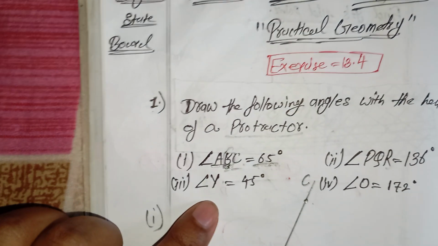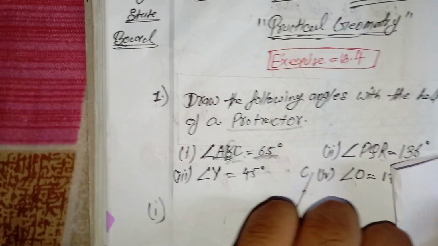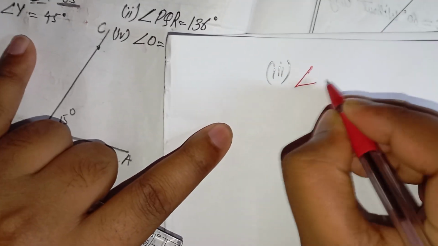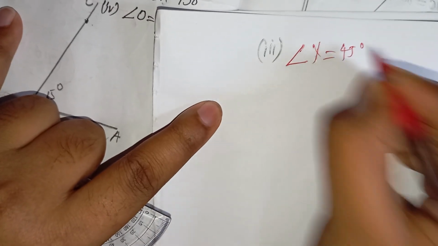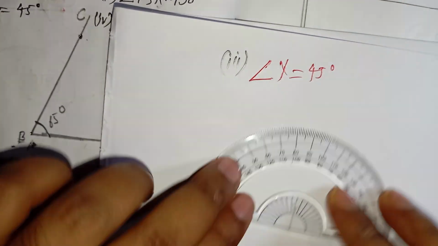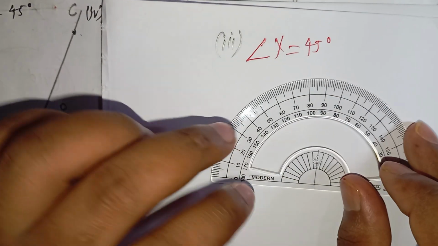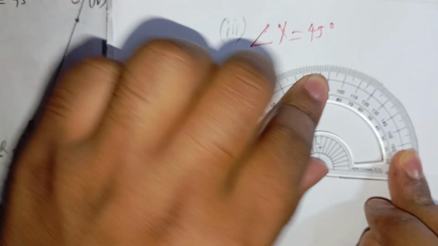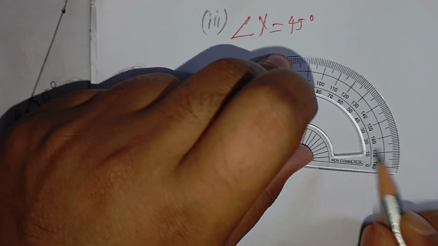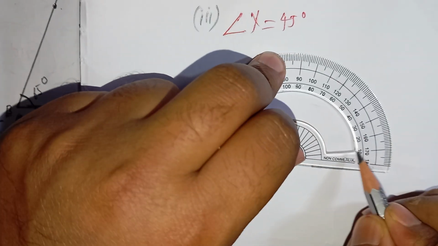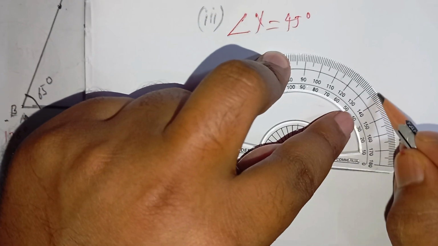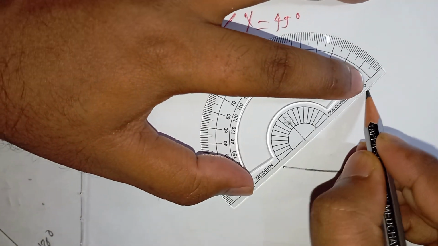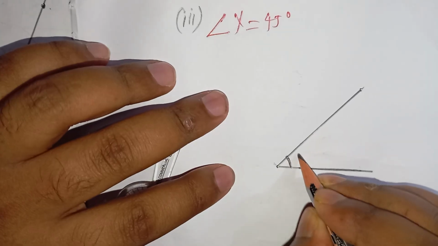What is given in our second question? I will write it with the angle symbol: angle y equals 45 degrees. How can we do it? It's very simple. Just see, this is our protractor, this is the point. Take one straight line. Now where is 45 degrees? This is 10, 20, 30, 40 degrees, and 45 is here, so 45 degrees here. Now join all this line. If you join, this is going to be 45 degrees.